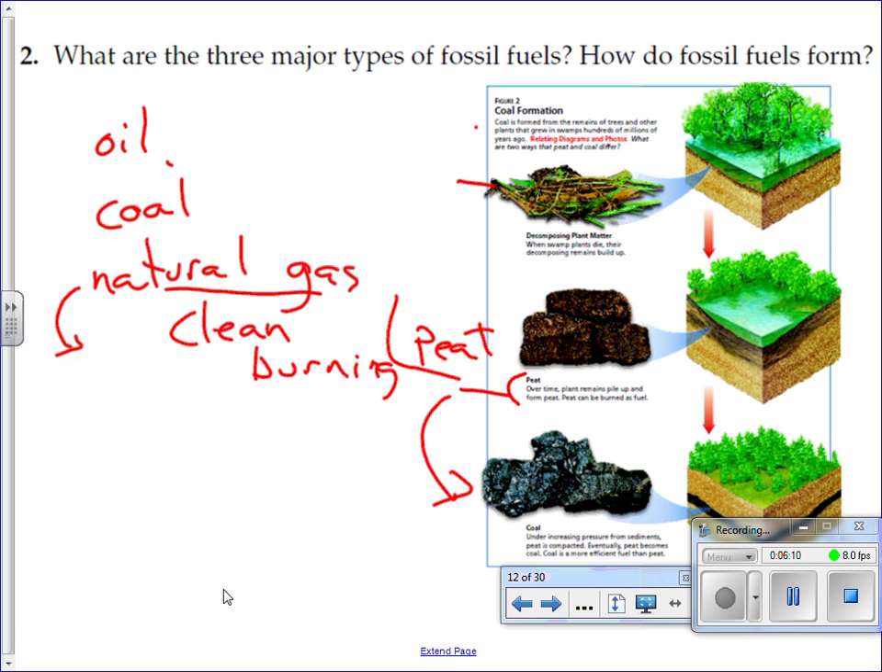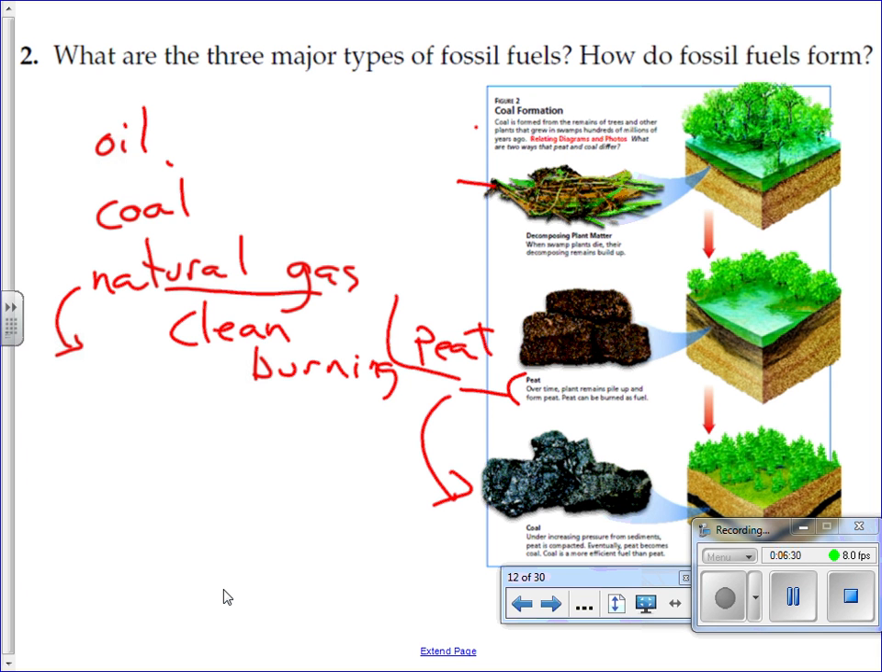For instance, many of us have natural gas, similar to burning a propane burner or your gas grill. Many of us have natural gas piped into our houses, and that's how we heat. That's what heats our water heaters and runs our furnaces and sometimes our stoves. So natural gas is a clean burning fossil fuel.